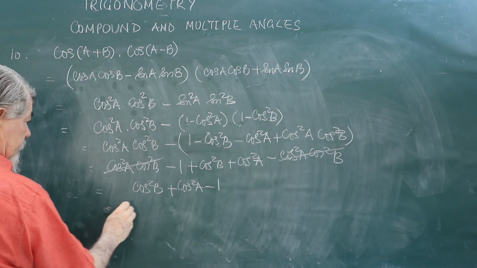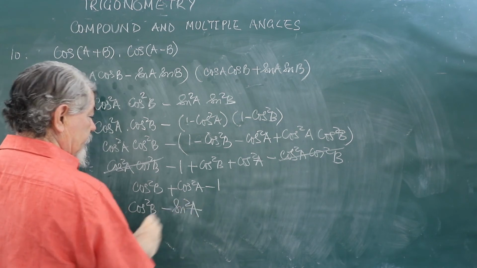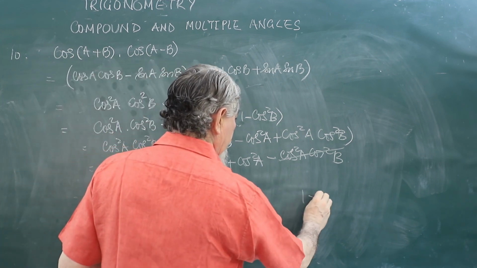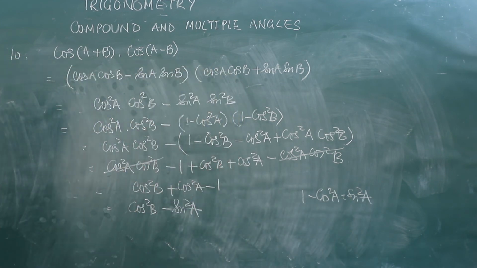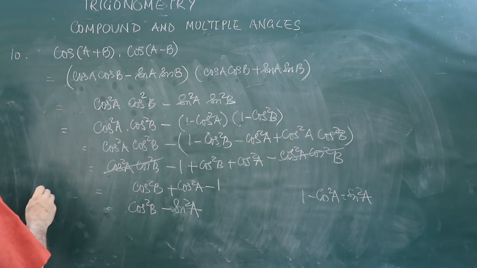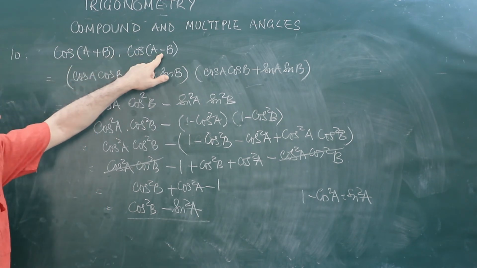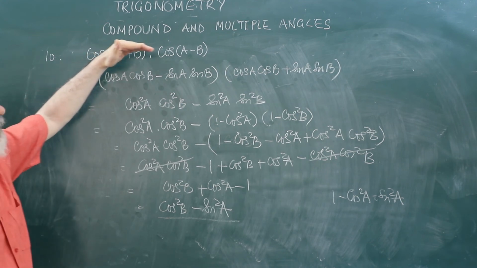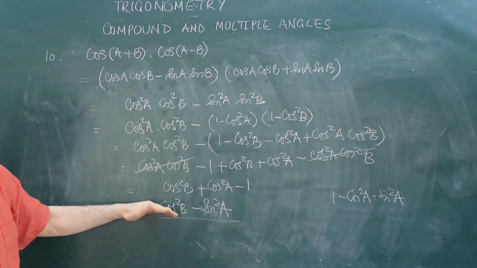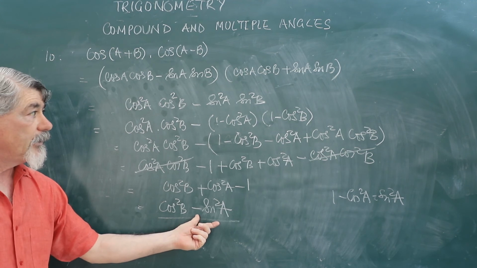So what do I get? Cos square B, and this will become minus sin square A, because 1 minus cos square A is sin square A. If you reverse the sign, it will become minus sin square A. So it becomes cos square B minus sin square A. Cos(A plus B) into cos(A minus B) becomes cos square B minus sin square A. This is the formula for cos(A plus B) cos(A minus B): cos square B minus sin square A. B will always come first, A will come later.